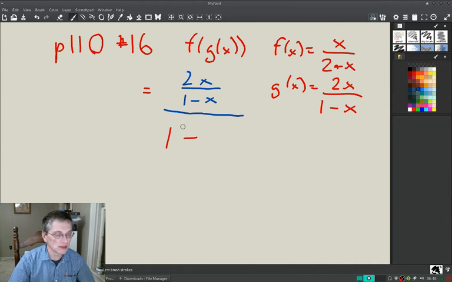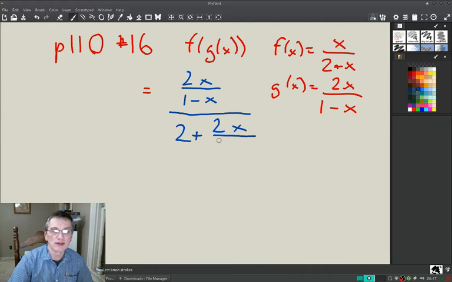Oops, sorry. We're doing f of x, which is x over 2 plus x. On the bottom here we have 2 plus, we see x again, so we put in g of x to get f of g of x. I guess we're doing this all in 2x over 1 minus x. This is a huge stack of things. It's horrible looking.